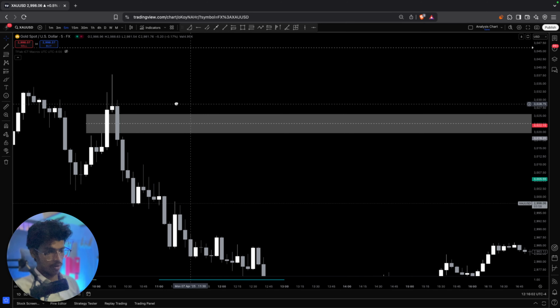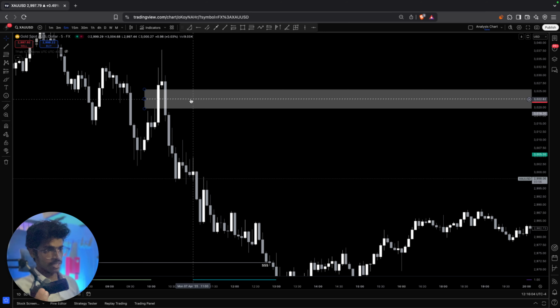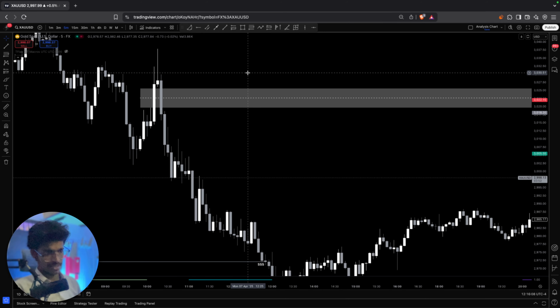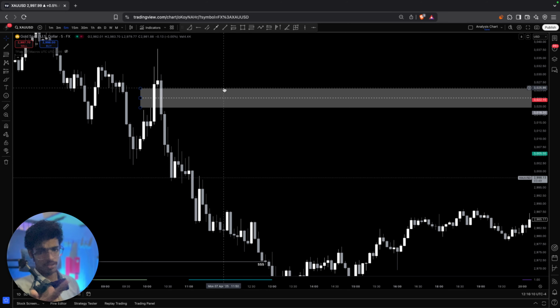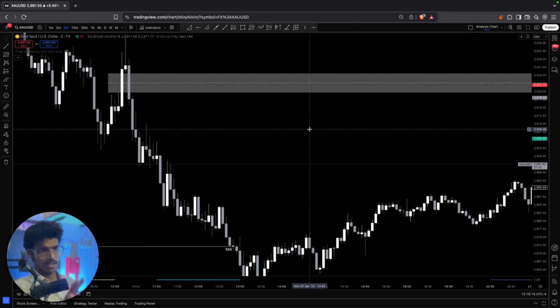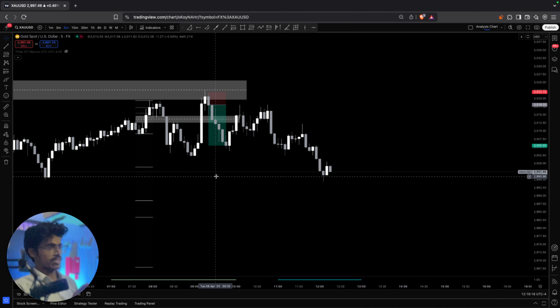Got it? Now let's see. So this was the rejection, and this particular midline is called consequent encroachment. I hope I am teaching it right. This middle line is called consequent encroachment. I was feeling that there should be some kind of rejection from this consequent encroachment. Now the price came back to this point.